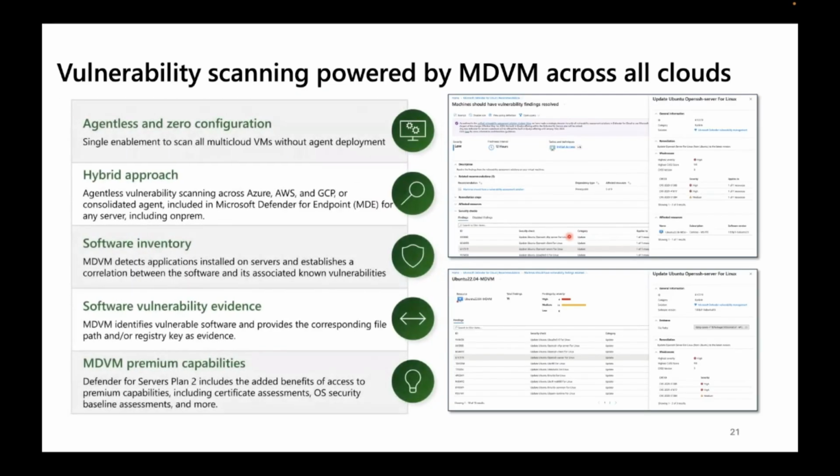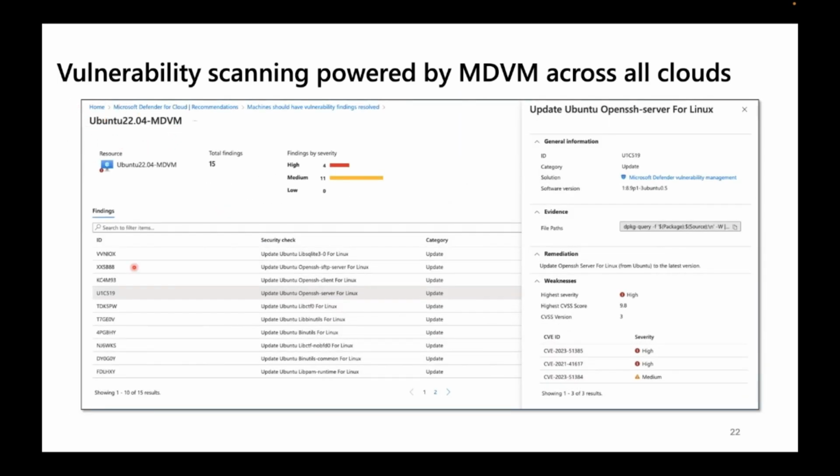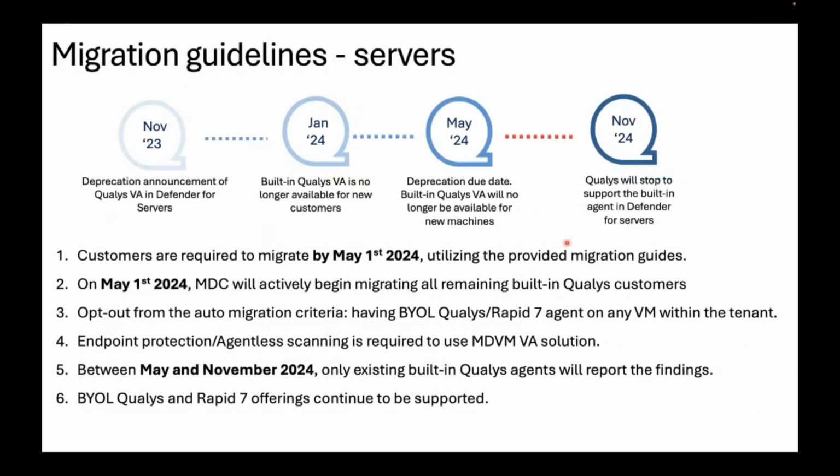In addition to that, something we just released a few weeks back is the software vulnerability evidence. That is a new capability that not only shows that you have a machine that is vulnerable for a particular vulnerability, but if you click the machine itself to get further information, that is the machine we have seen before, and we click this individual finding, we get the evidence path. So we know what is the actual file or registry key that created this vulnerability assessment finding. So there is quite a lot of benefits of using Microsoft Defender Vulnerability Management within the scope of Defender for Cloud.